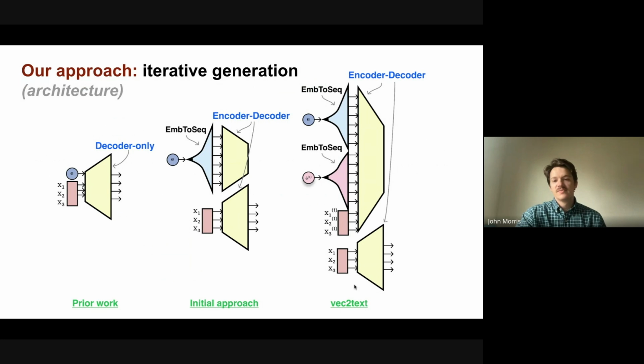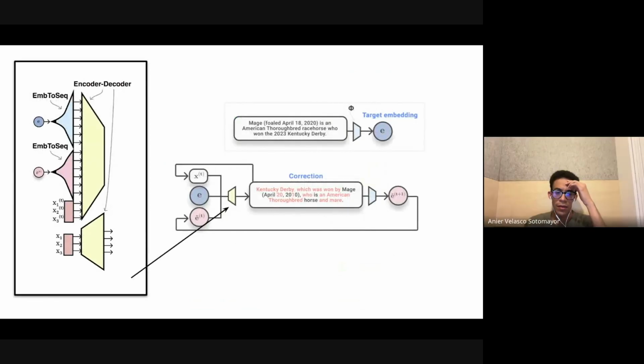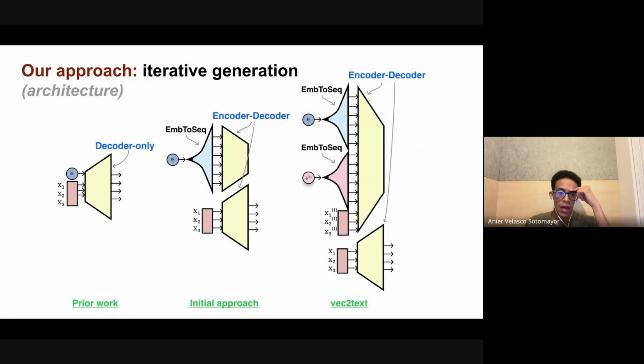Oh yeah, and we have to make this change to the architecture, which is that we add another embedding-to-sequence layer to input e-hat, and then we also add xt on the encoder side. So I literally just did the simplest thing, which is to project the embedding to a sequence again and then concatenate everything. May I quickly interrupt you?